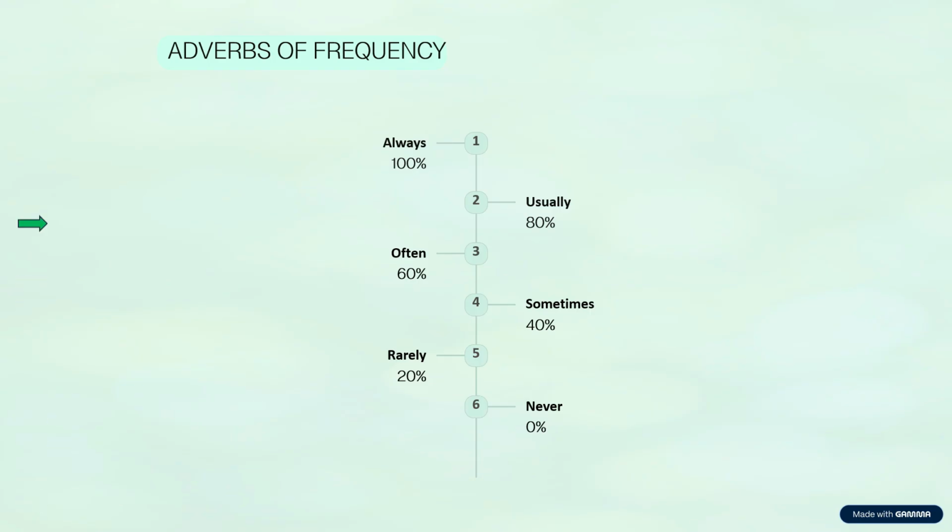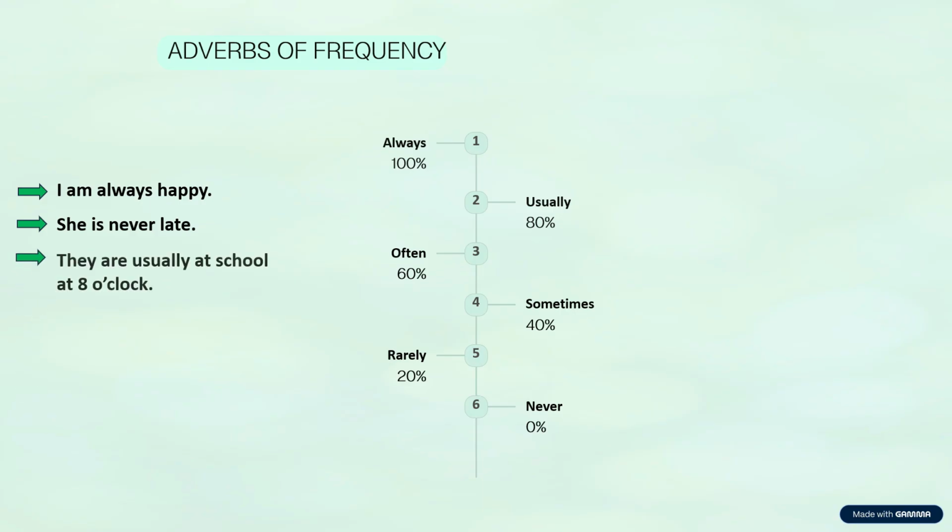For example, I am always happy shows that happiness happens all the time. And she is never late tells us that being late doesn't happen at all. In they are usually at school at 8 o'clock, the adverb usually indicates that being at school at that time happens most of the time.